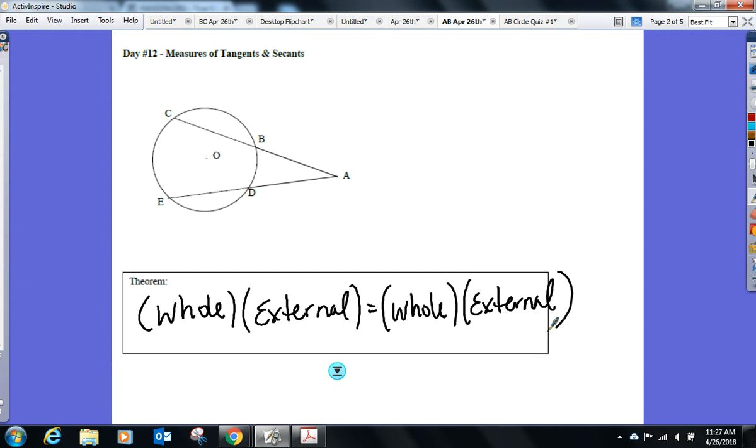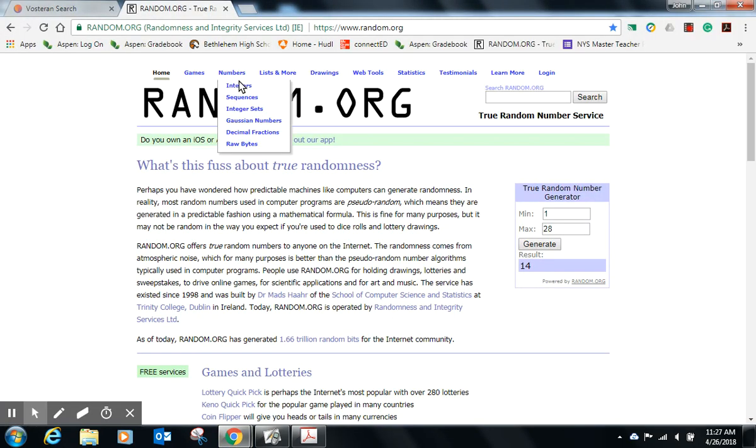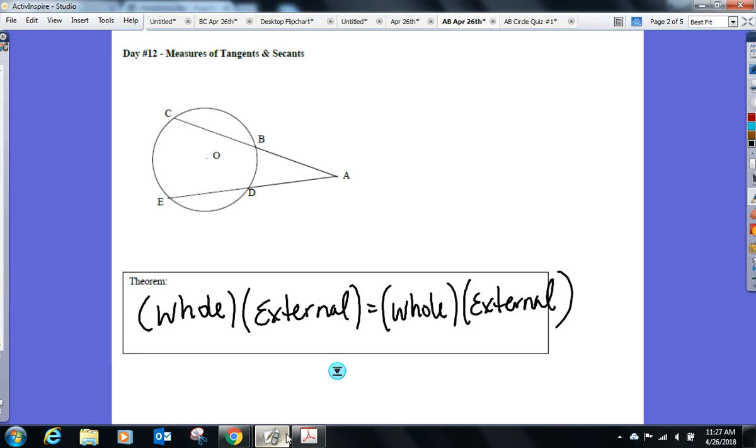Look at the diagram. What are these two up here? Identify them. Don't say a word. Identify those two. What are those? Perfect. They're secants. Take one of them. Ready? Whole secant. Name a whole secant up here.